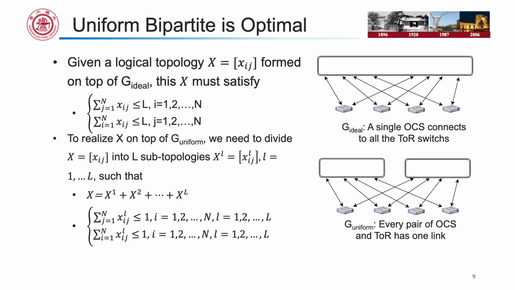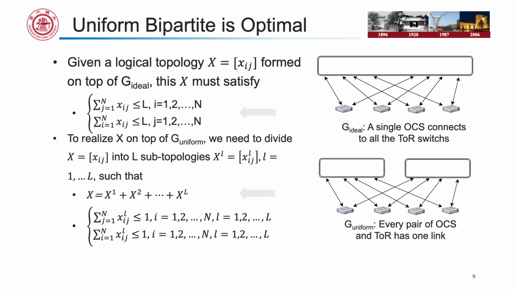Consider an arbitrary logical topology built on top of the ideal physical topology. This topology must satisfy these two constraints. The first one says that the total ingress length of a TOR switch is no larger than L. And the second one says that the total egress length is no larger than L. To realize this logical topology on top of the uniform physical topology with L OCSs, we need to divide X into L subtopologies satisfying these constraints.